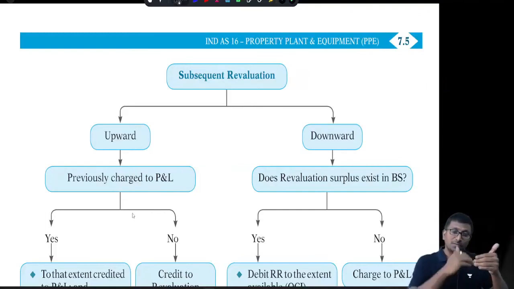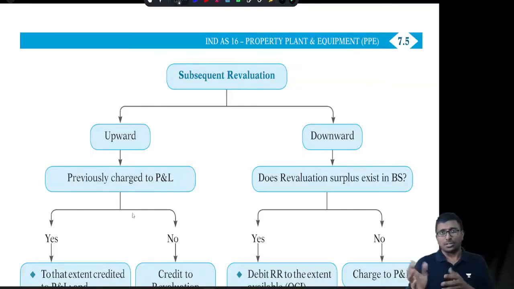Sir, first time upward revaluation, but next year it is a downward revaluation. Okay, when it is downward revaluation, to the extent you have revaluation reserve, you debit revaluation reserve account. The balance amount should be debited to the profit and loss.